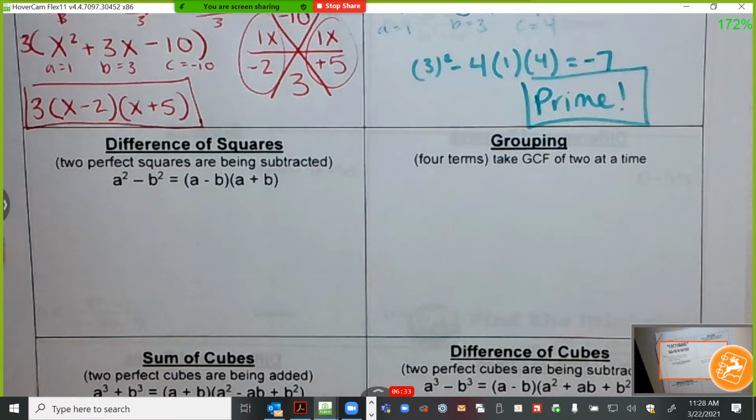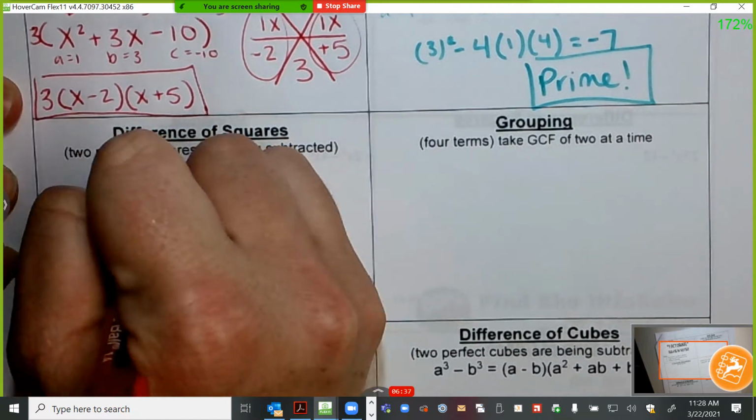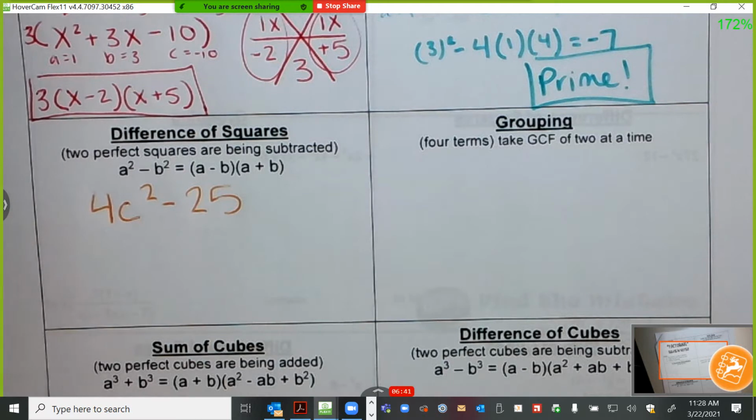So now we're going to look at difference of squares. So our example is this one. First things first, you should still always check for a GCF. So is there a GCF in 4c squared minus 25? No, there's no GCF. Now, are they both perfect squares?